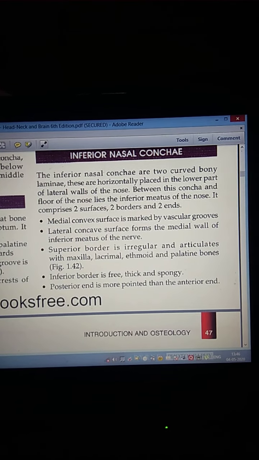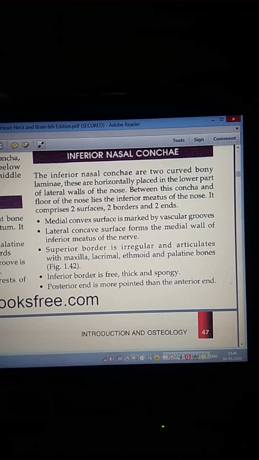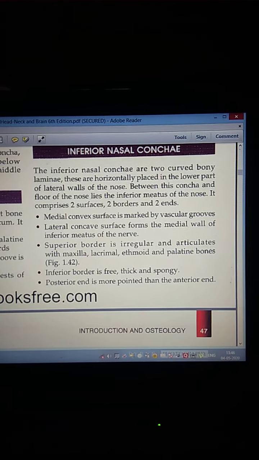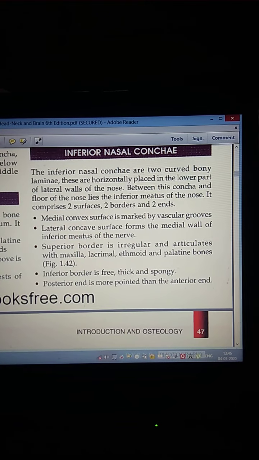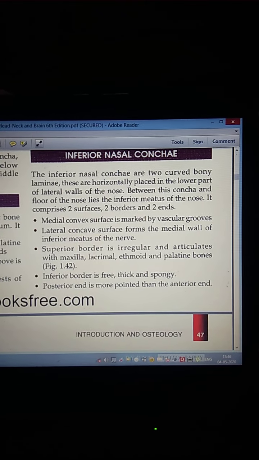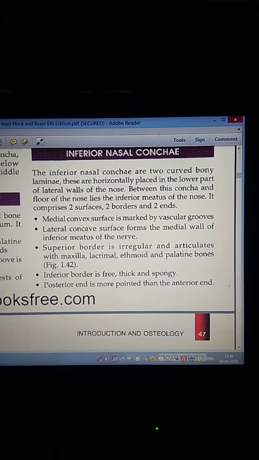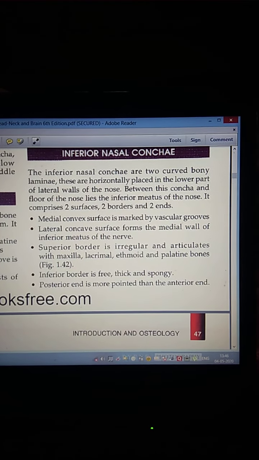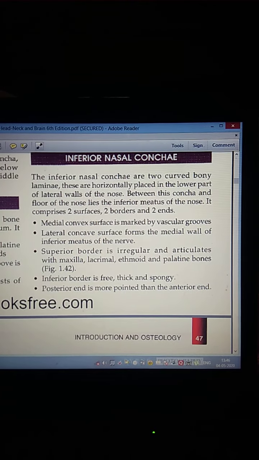The inferior nasal concha are two curved bony laminae. These are horizontally placed in the lower part of the lateral wall of the nose. Between the concha and the floor of the nose lies the inferior meatus of the nose. It comprises two surfaces, two borders and two ends.